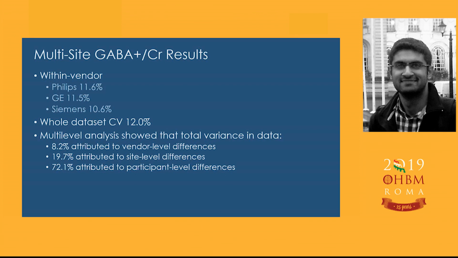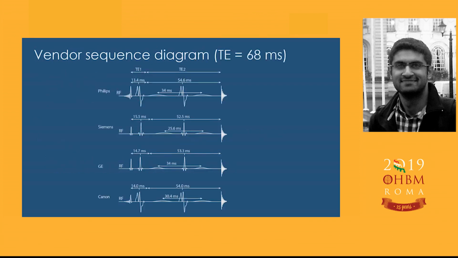So why is that? If you look at here, these are the protocols that are implemented for that multi-site data. And you can see that there are differences across vendors in how the MEGA-PRESS sequence works, and you have differences in RF waveform used for the pulses, the slice selective pulses. You have asymmetric excitation pulses for Philips and Canon. Also, refocusing pulses are asymmetric for Philips and Canon. However, they use symmetric for Siemens and GE.